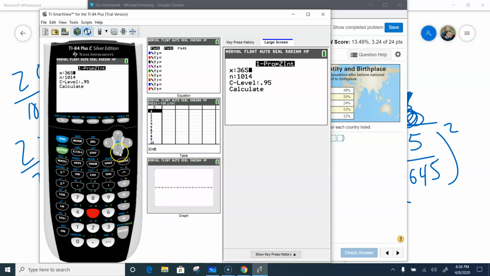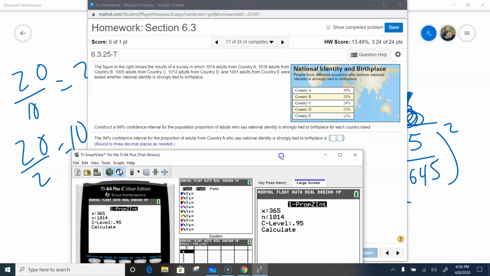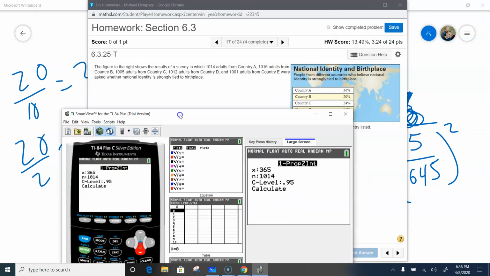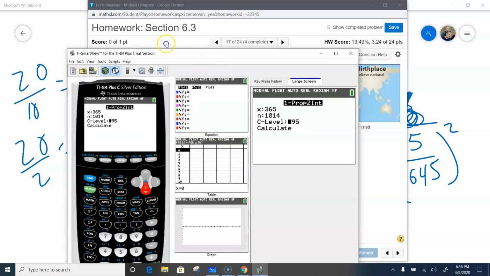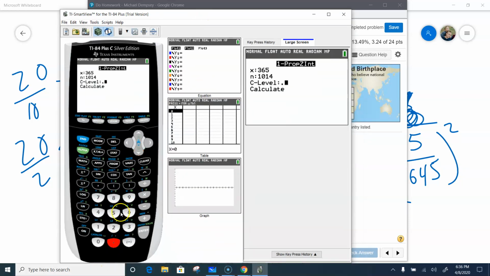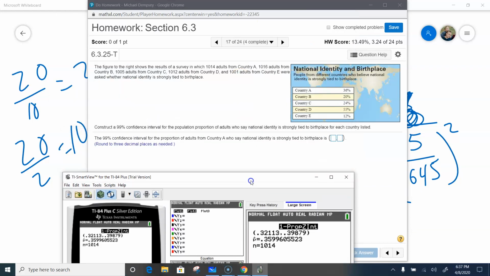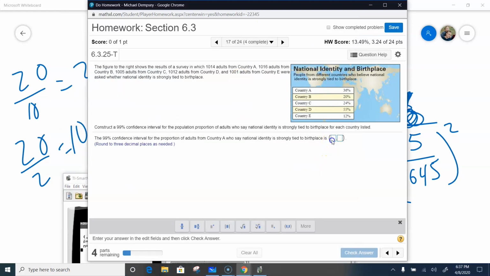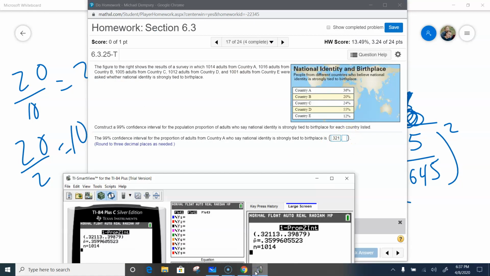Okay, in that case you're definitely going to round to the nearest whole number, because that's going to give you your 365 out of 1,014. That's 36%. That's what we're going for. And what we're doing each time here is a 99% confidence interval. So this is going to be 0.99. And then we go. All right, so I get 0.321 up to 0.399.